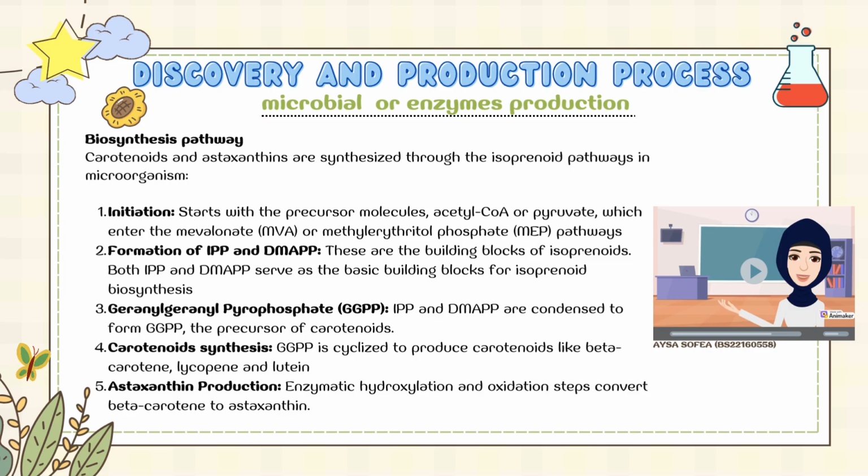The fourth is carotenoid synthesis. GGPP is cyclized to produce carotenoids like beta-carotene, lycopene, and lutein. And last is the astaxanthin production. Enzymatic hydrolysis and oxidation steps convert beta-carotene to astaxanthin. So that is the biosynthesis pathway for carotenoids and astaxanthins.